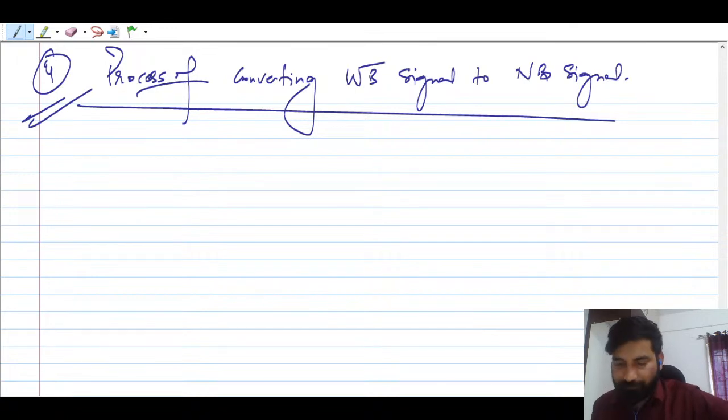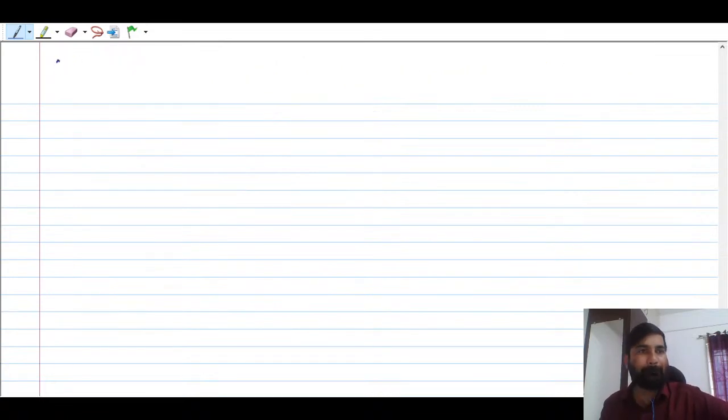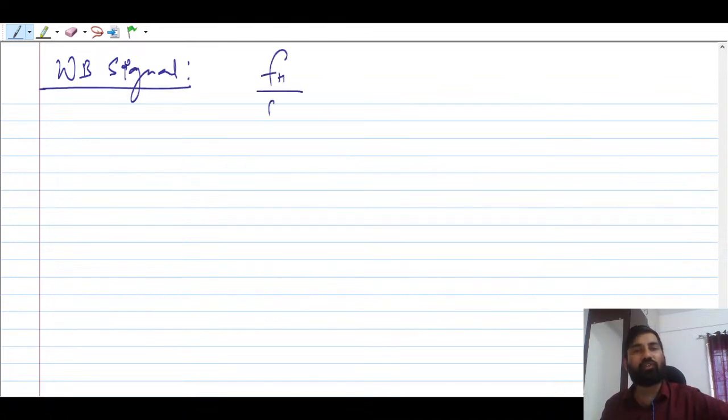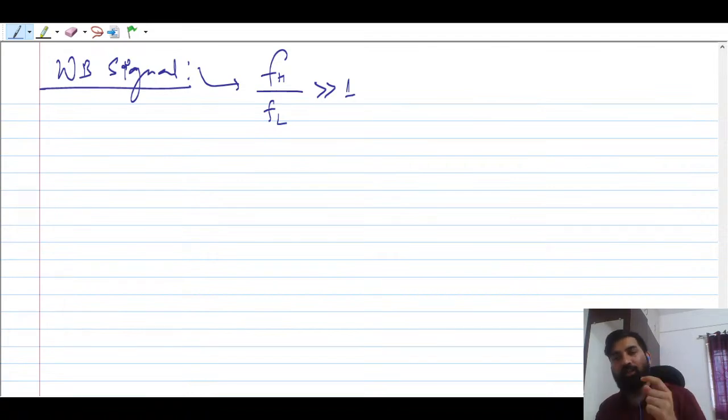Now, what is a wideband signal and what is a narrowband signal? That we need to understand. When can we say something is a wideband signal? If the ratio of the high frequency to the low frequency is far greater than 1, that is a wideband signal.